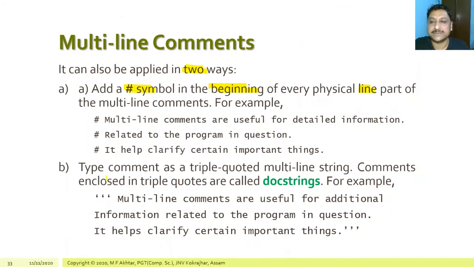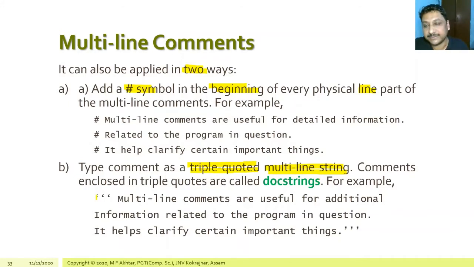The next method is to use triple quoted multi-line strings. Triple quoted means you give a triple quotation mark: a single quotation mark 3 times or a double quotation mark 3 times, but make sure that the opening and ending are the same.